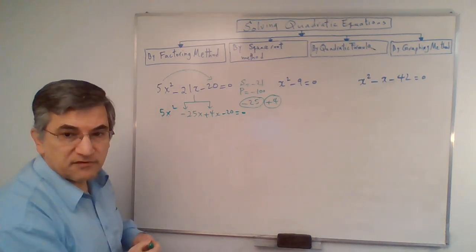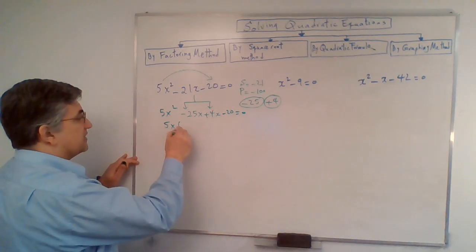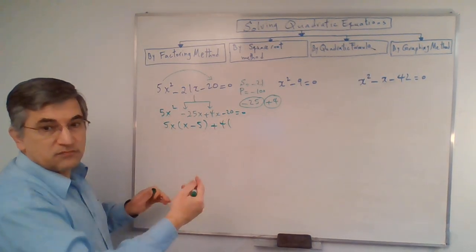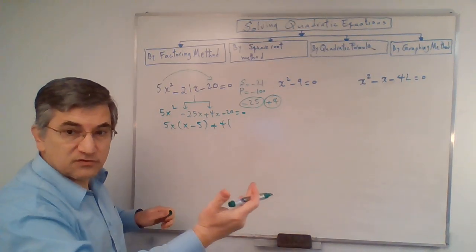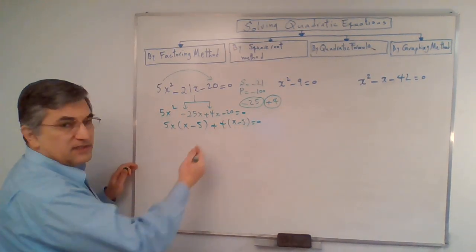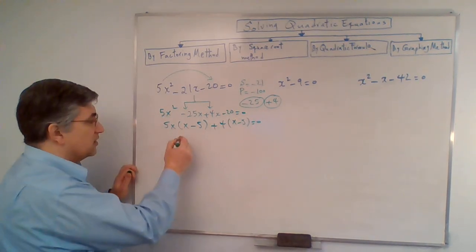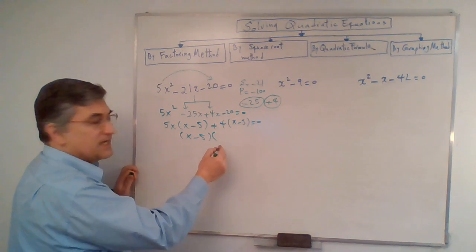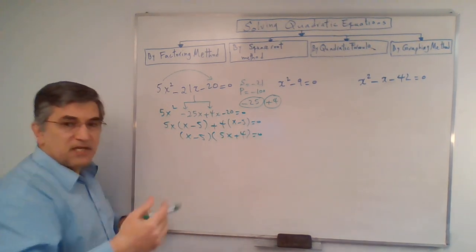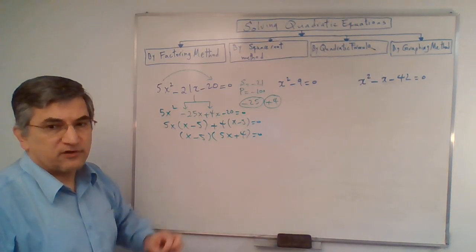Step 2, we look for common factors between the first two terms and last two terms. So we end up with 5x times x minus 5. And then we end up with 4, which is the common factor between the last two terms. So that is x minus 5 equals 0. And then in the next step, we look for the common factor as a binomial, which is x minus 5 in this case. So we end up with 5x plus 4 equals 0. Making a long story short, we factored the given quadratic trinomial.